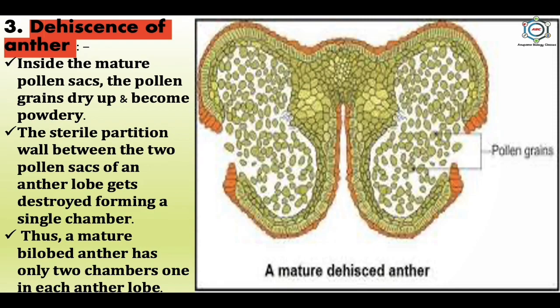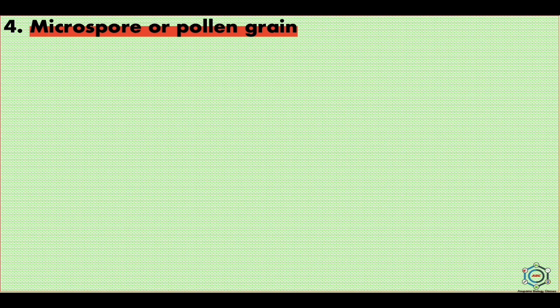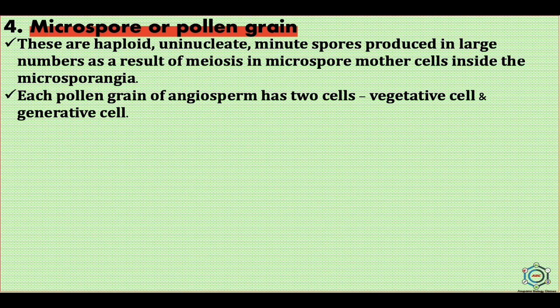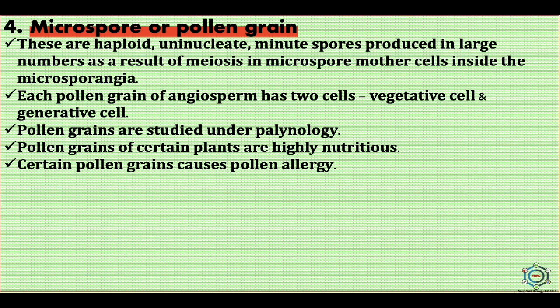Now the microspore or pollen grains. These are the haploid uninucleate minute spores produced in large numbers as a result of meiosis in the microspore mother cells inside the microsporangia. Each pollen grain of angiosperms has two cells. First one is the vegetative cell and the second is the generative cell. Pollen grains are studied under palynology. Pollen grains of certain plants are highly nutritious and certain pollen grains cause pollen allergy.